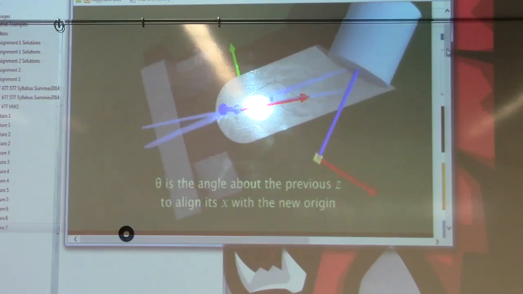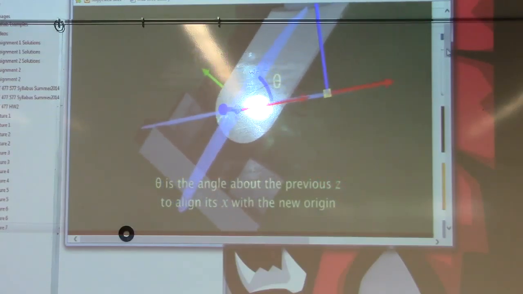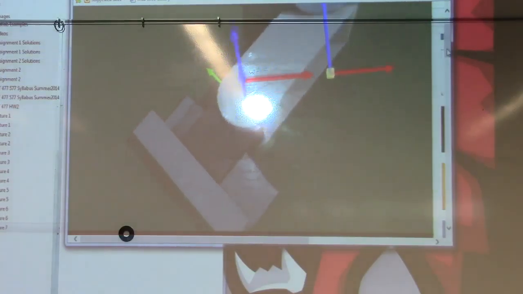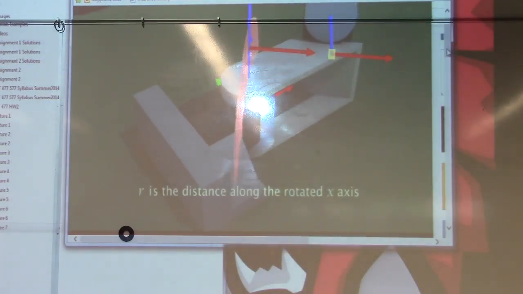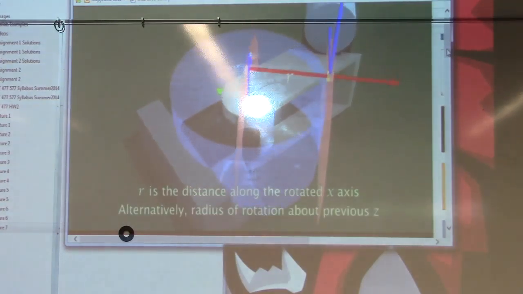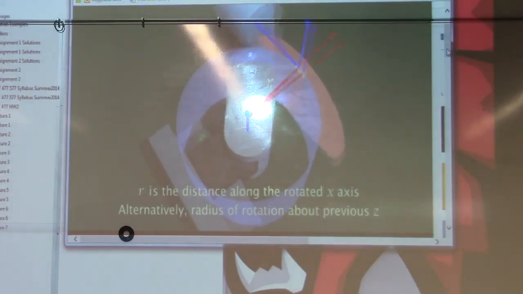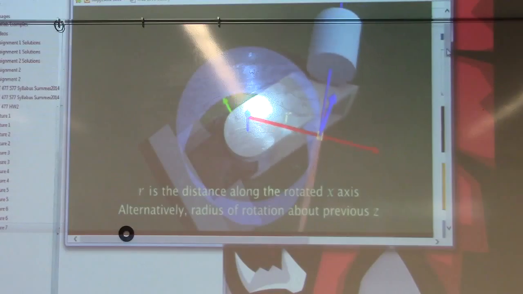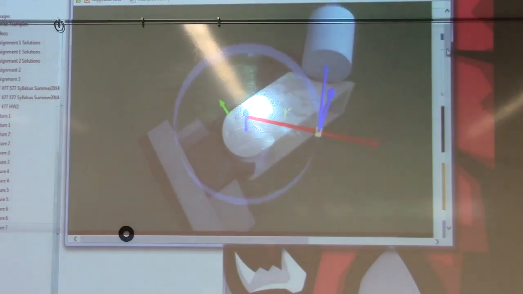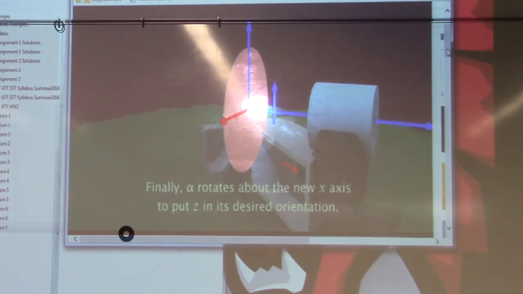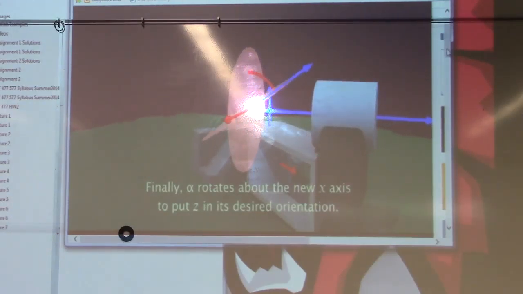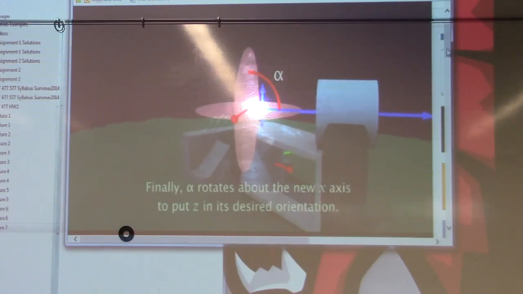Theta rotates about the previous z-axis to align the x-axes. They use slightly different notation, but R is the length of the common normal itself. Most texts call this parameter A, which is unfortunately easy to confuse with alpha. Instead, calling it R is a useful mnemonic, as this is also the radius of revolution for the new origin about the previous z. Finally, alpha rotates about the new x-axis to bring z into alignment with the axis of joint motion.